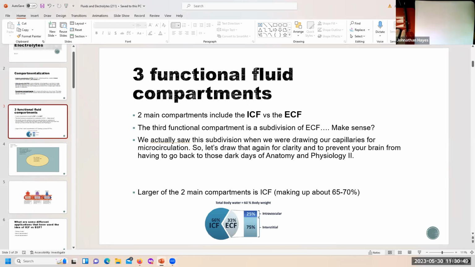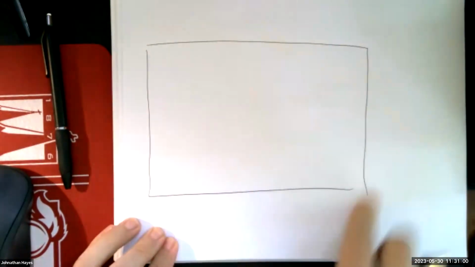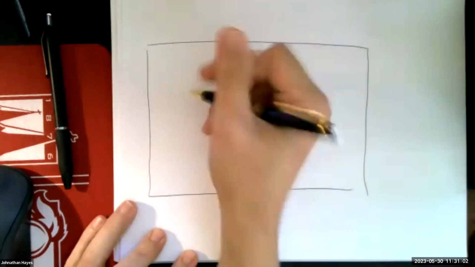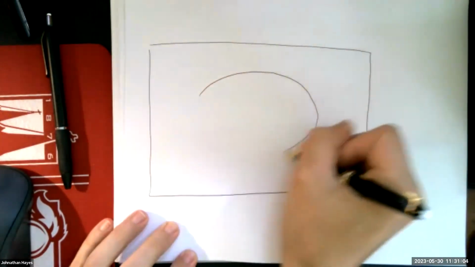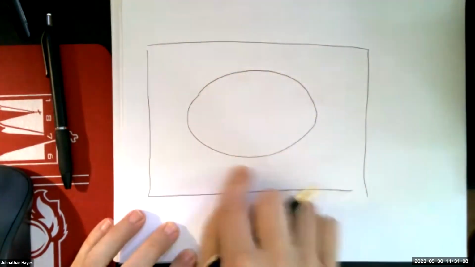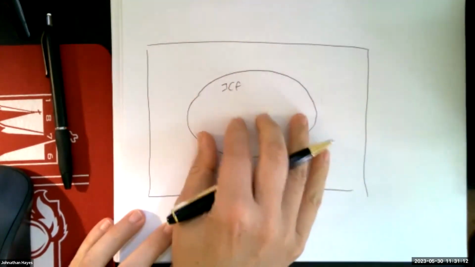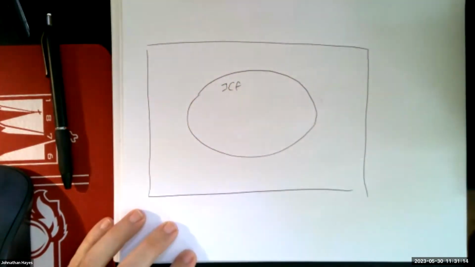So, back to my paper here. Let's say that we have our normal little picture here. This square is basically the whole body. The circle is all the cells within the body. And the outline of the circle represents all cell membranes of the body. Here's ICF, which is basically just one thing. It's the fluid that we find within all cells of the body.